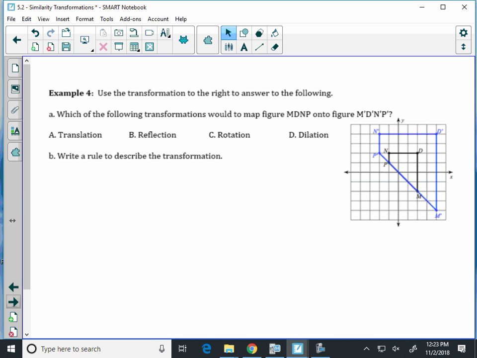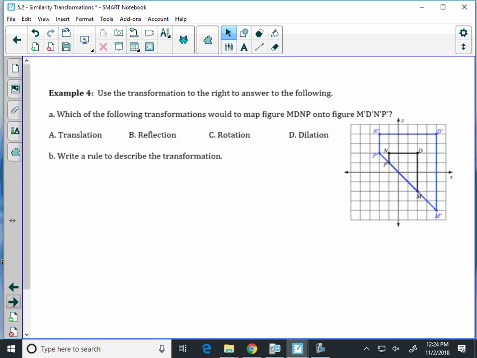So now we're going to talk about mapping and how to map transformations with dilations. Similar to what we did last unit with mapping, but now we're doing dilations in there. An example: use the transformation to the right to answer the following. So we're going to use this transformation here. Which of the following transformations would map figure MDNP onto figure M prime D prime N prime P prime?